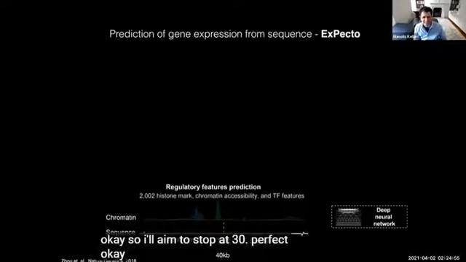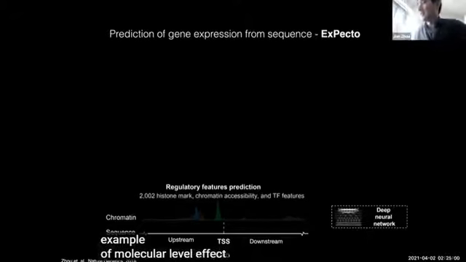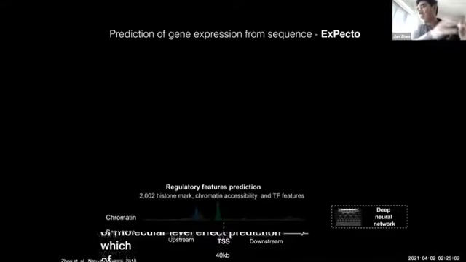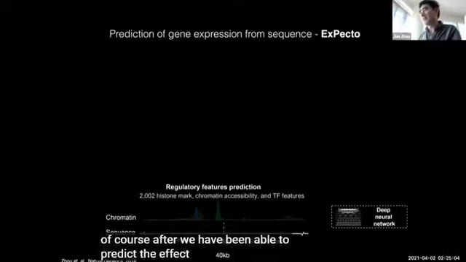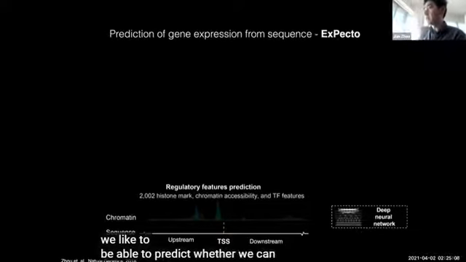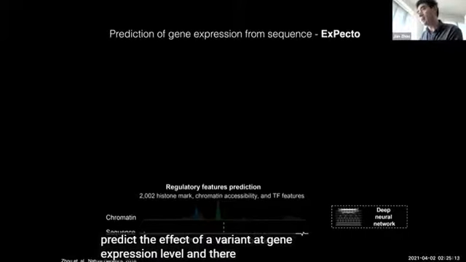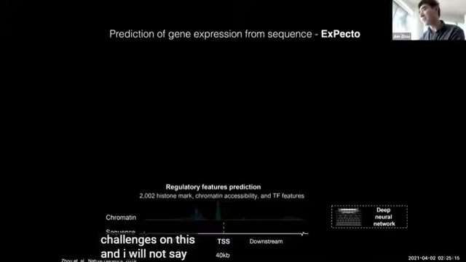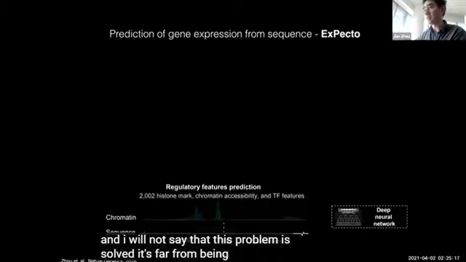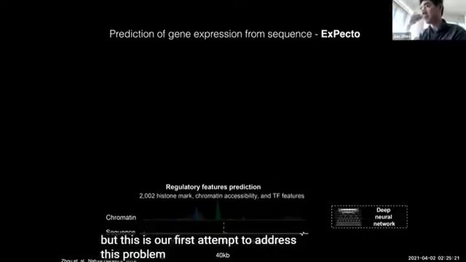Perfect. Okay, so now I'll tell you another example of molecular level effect prediction, which of course, after we have been able to predict the effect at the chromatin level, we would like to be able to predict whether we can predict the effect of a variant at gene expression level. And there are many challenges on this. And I will not say that this problem is solved. It's far from being solved, but this is our first attempt to address this problem.